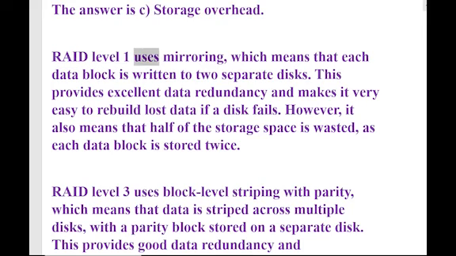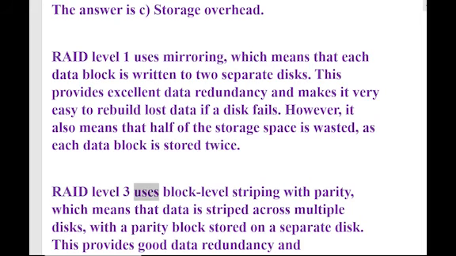RAID level 1 uses mirroring, which means that each data block is written to two separate disks. This provides excellent data redundancy and makes it very easy to rebuild lost data if a disk fails. However, it also means that half of the storage space is wasted, as each data block is stored twice.